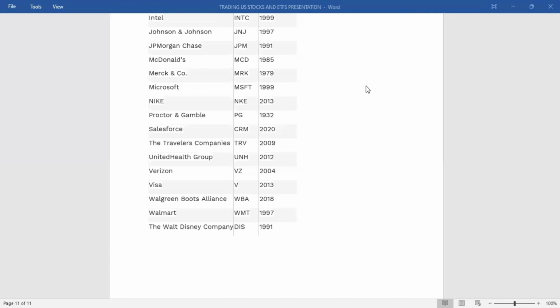So the first thing to look at is the various sectors and the various categorizations. And when you talk about goals, do you want to invest in a stock for capital gains, or rather do you want to invest in a stock for dividends? Those are the first questions you need to ask yourself.